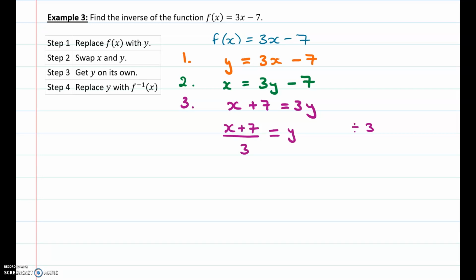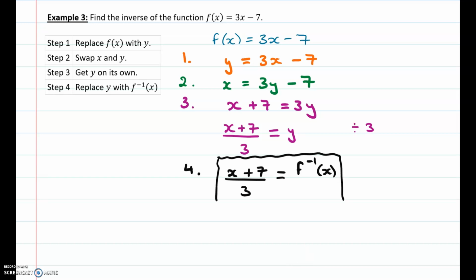And finally, the fourth step is to replace y with f inverse of x. So x plus 7 over 3 equals f inverse x. Okay, and that's our answer. Normally we would have the f inverse on the left hand side, but that doesn't make any difference at all. F inverse of x is equal to x plus 7 divided by 3.